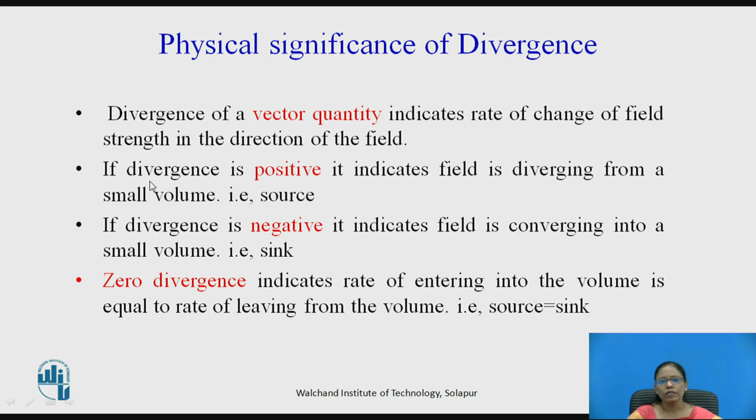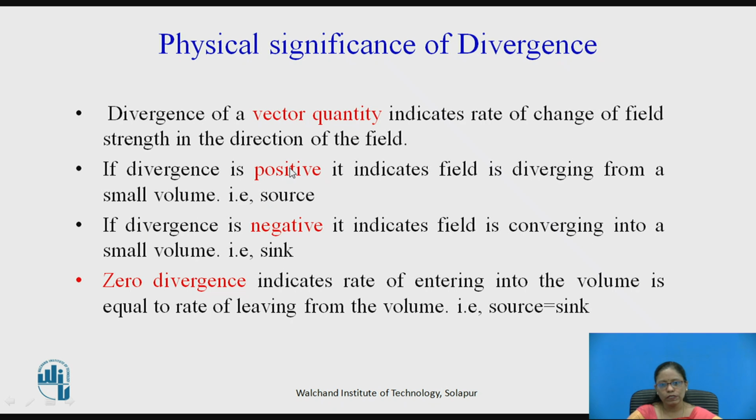For example, if the divergence is positive, it indicates the field is diverging outwards from the small volume. In that case I can consider it as sourcing, the field is sourcing. And if the divergence is negative, it indicates the field is converging into the small volume. That is called a sink. See, divergence is del dot. Del indicates a small variation with respect to space, so I am talking about a small volume.